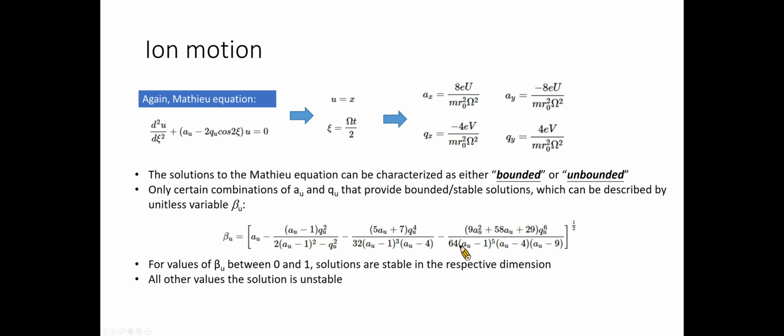As ion traps share the same principle with the quadrupole mass filter, the ion motion can be described by the Mathieu equation where you can calculate the trapping parameters A and Q. The solutions to the equations can be characterized as either bounded or unbounded. Only certain combinations of A and Q provide bounded or stable solutions as described by the unitless variable beta. If this value is outside a range between 1 and 0, then the ion is deemed to be unstable in the ion trap.